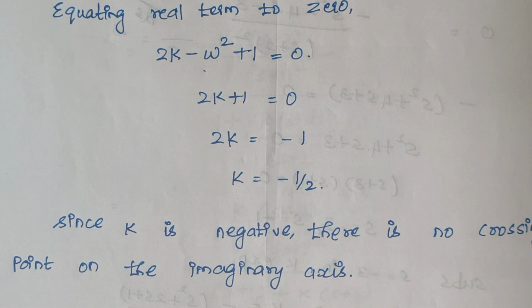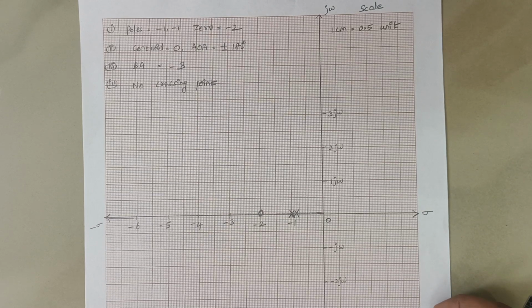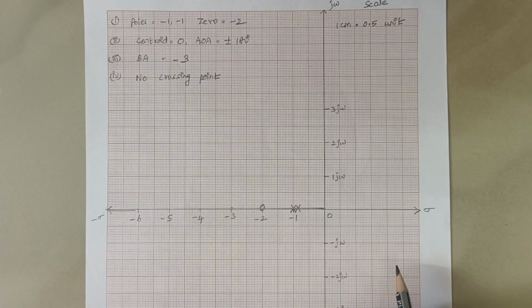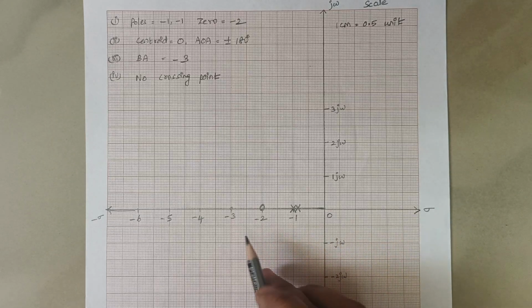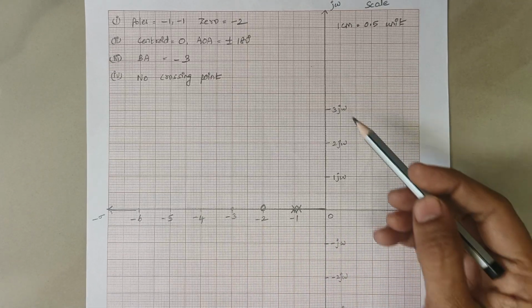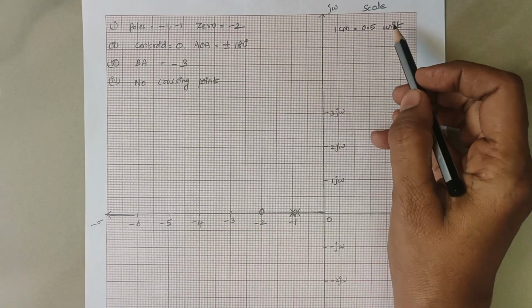Now we will plot the root locus. So this is our graph sheet, right? The first part is we have to take the scale on the x-axis as well as on the y-axis. And the x-axis stands for real terms and the y-axis stands for imaginary terms, right? Then the next thing is we have to write the scale.